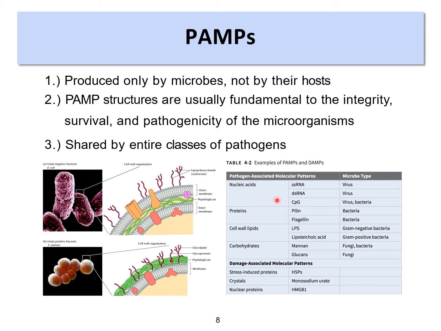Among nucleic acids, single-stranded RNA belongs to viruses, and double-stranded RNA is also from viruses. CpG is found in both viruses and bacteria. Proteins like pilin and flagellin are present only in bacteria. Cell wall lipids like LPS, lipopolysaccharide, are present in gram negative bacteria, and lipoteichoic acid in gram positive. Like this, these patterns present for specific microbe types are called pathogen associated molecular patterns.